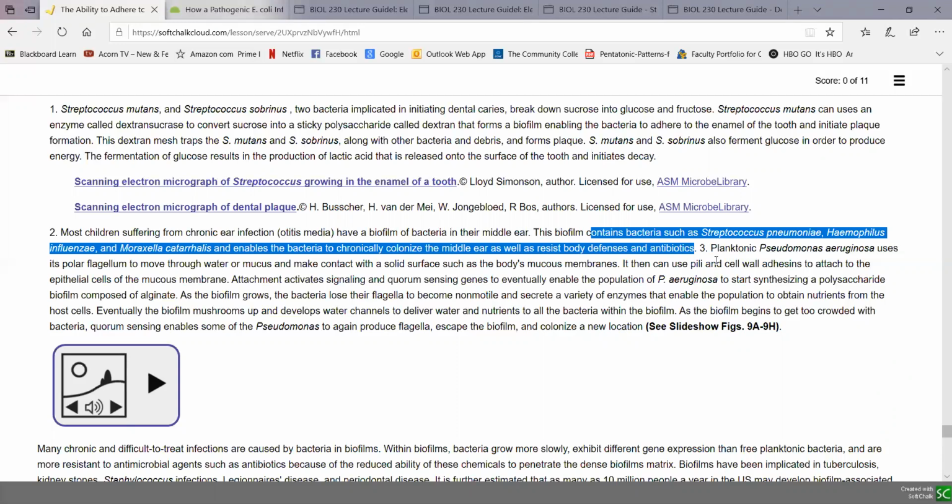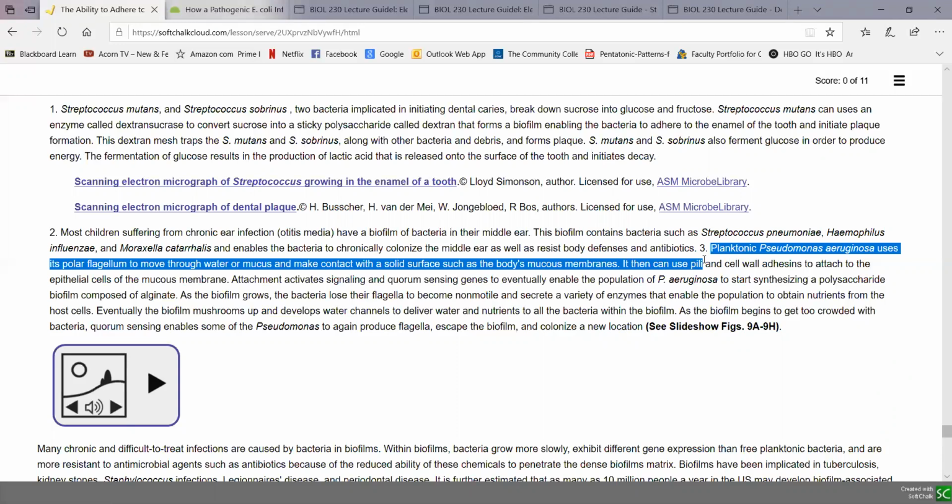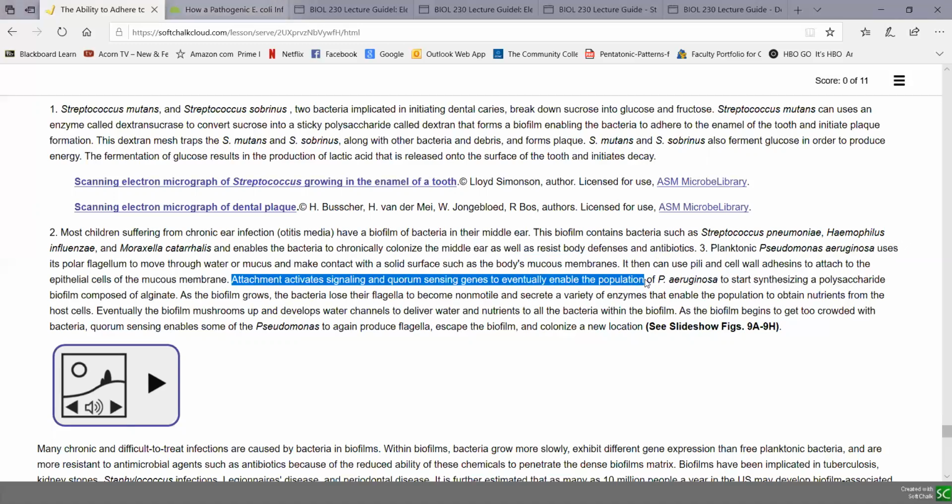Planktonic Pseudomonas, as we saw, uses its polar flagellum to move through the mucus to make contact with surface mucous membranes, but then it can use pili and cell wall adhesins to adhere to epithelial cells. And once the bacterium is able to colonize by functioning as an individual bacterium, as the bacteria multiply and quorum sensing genes are activated, this eventually enables the bacteria to function as a population where they start synthesizing a biofilm composed of a compound called alginate.